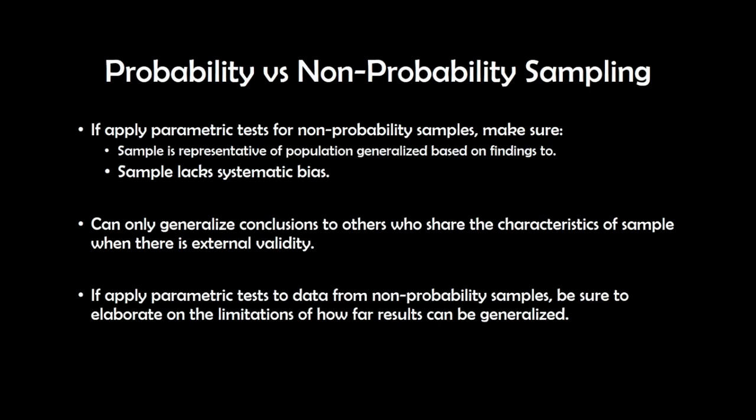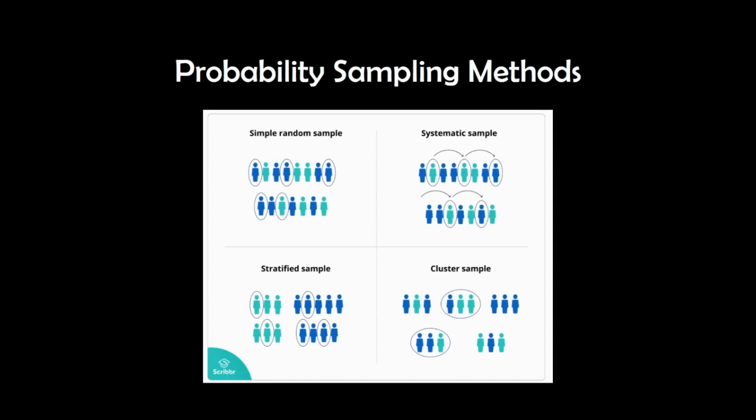If we apply parametric tests to non-probability samples, make sure that the sample is representative of the population the findings are generalized to. The sample must lack systematic bias so that we can use the parametric test. We can only generalize conclusions to others who share the characteristics of the sample when there is external validity. If we apply parametric tests to data from non-probability samples, be sure to elaborate on the limitations of how far results can be generalized. So this is an illustration of the methods for probability sampling.